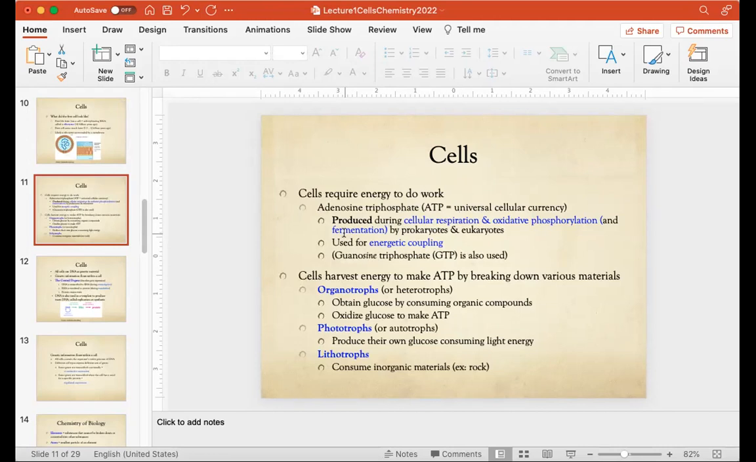ATP is a source of energy for the cell. We think of it as energy currency. It's actually used for what we refer to as energetic coupling. Now, again, we're going to talk about this in much more detail later in the semester. But for now, understand that what cells do with ATP is they break it and then they build it, and they break it and build it and break it and build it.